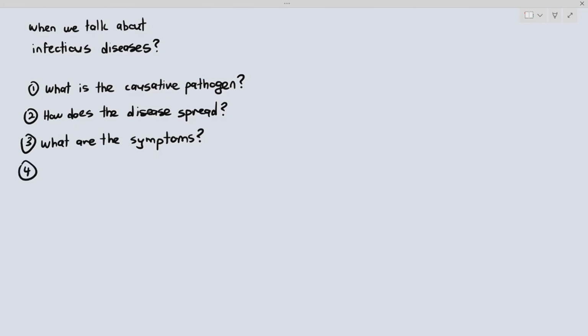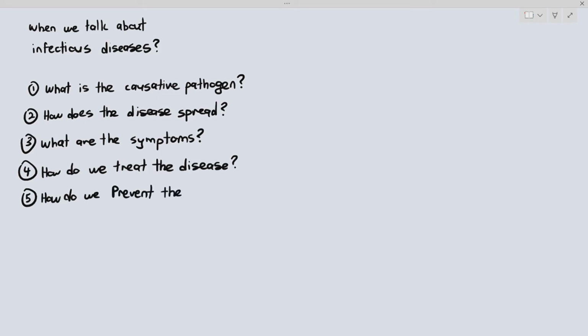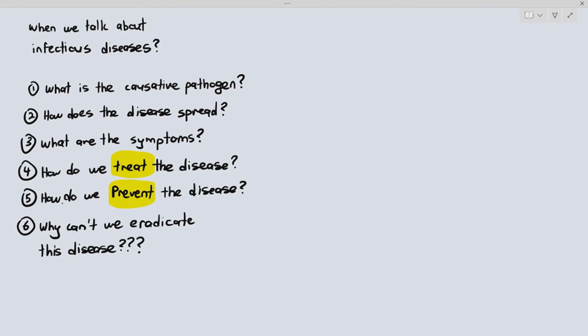And the next very important thing is, if the person has the disease, how do we treat the disease in their body? And more importantly, when we are talking about infectious disease, how do we prevent the disease from spreading in the larger population? Last but not least, we also have to talk about something very important, where we know how to treat the disease, we know how to prevent the disease, but why can't we totally eradicate this particular disease? Why is it still existing in our general population? So these are the six aspects that you will have to know when we are studying cholera, tuberculosis, HIV, and malaria.